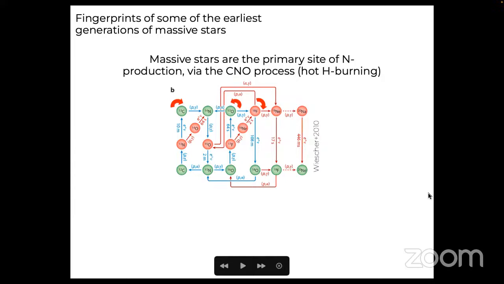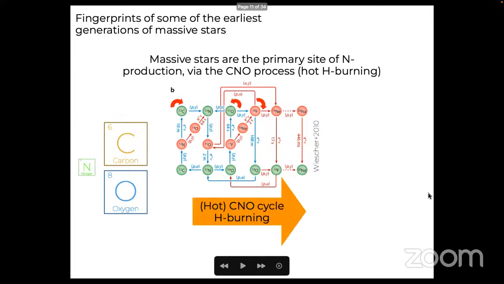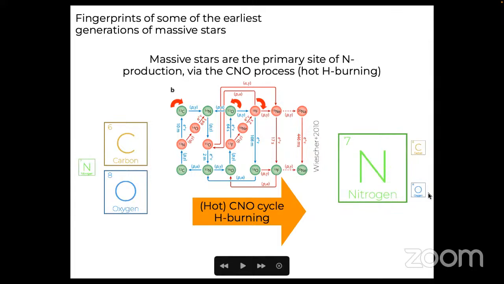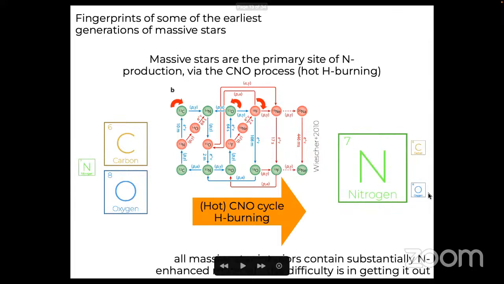Because massive stars produce nitrogen quite readily. So if you're burning hydrogen at high temperatures, like you see in any massive star above 8 solar masses, they're going to be burning hydrogen via the CNO process. And this takes carbon, nitrogen, and oxygen as catalysts, and basically converts all that CNO into nitrogen almost entirely. And so all massive star interiors have substantially nitrogen-enriched material in there. The problem is just getting it out.